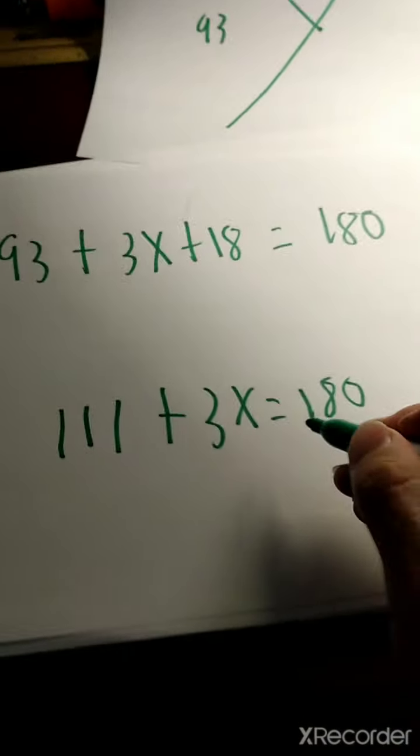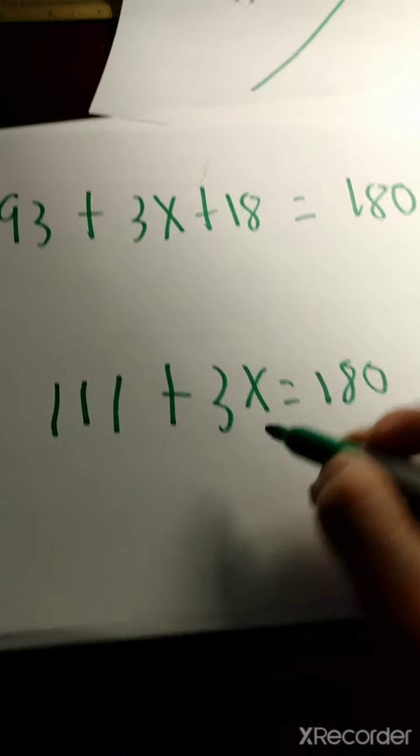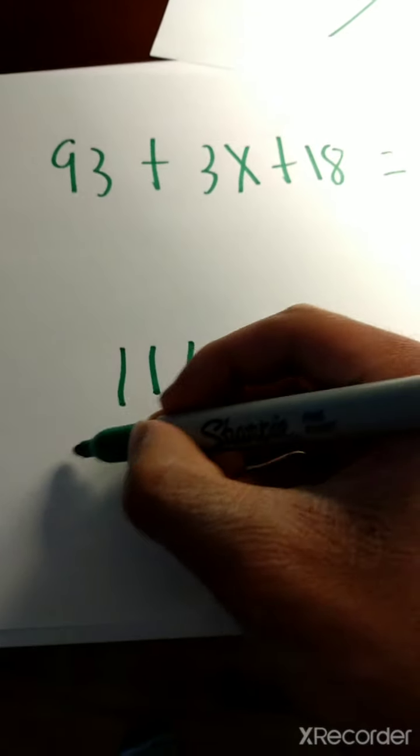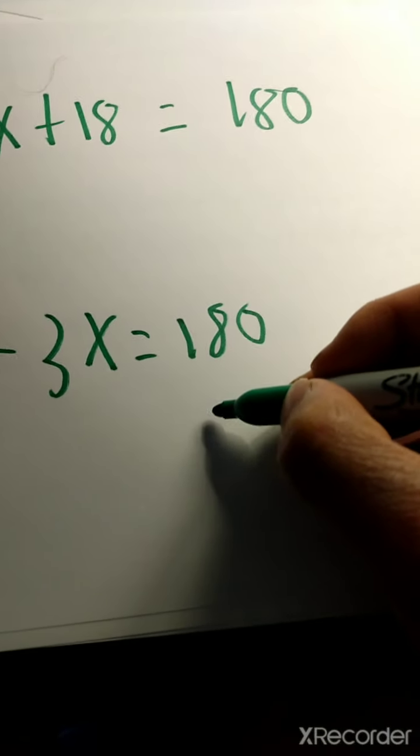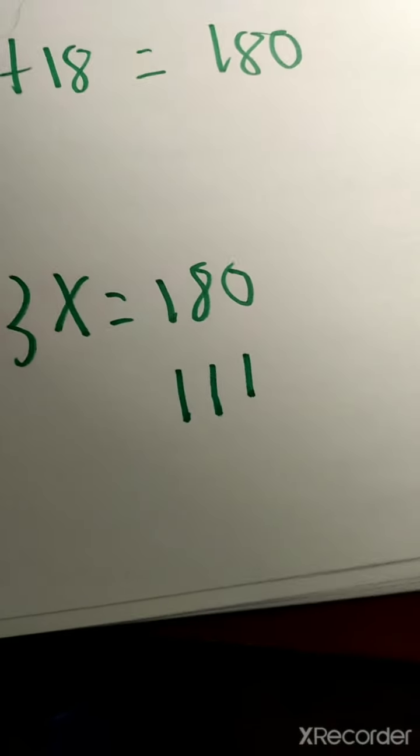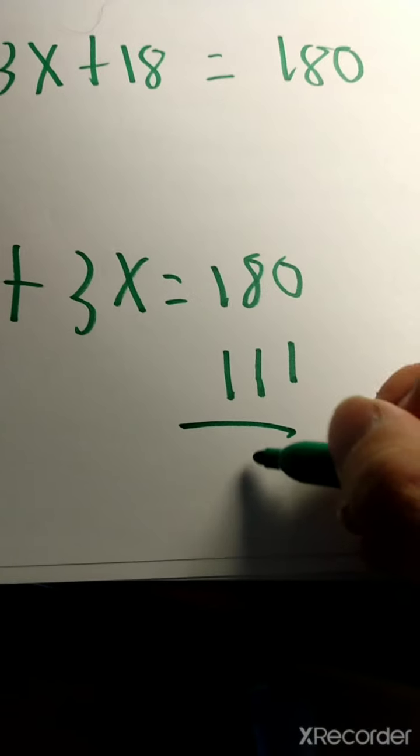We simplified it by one step, but we need to try and get x alone. So why don't we subtract 111 from 180. And then we'll get 69.